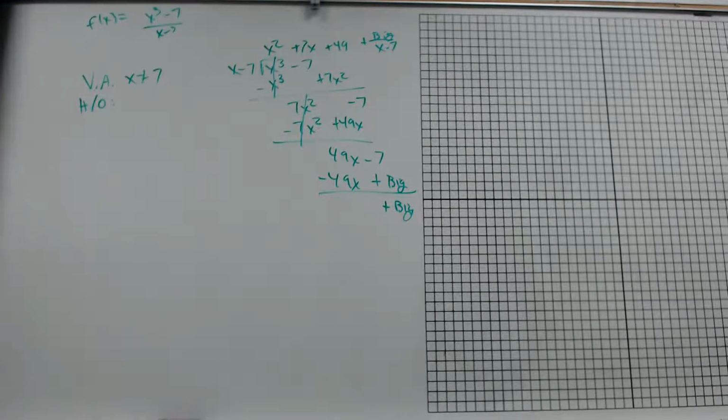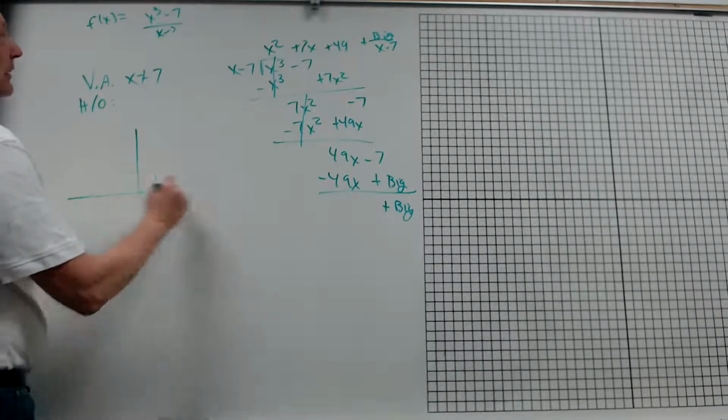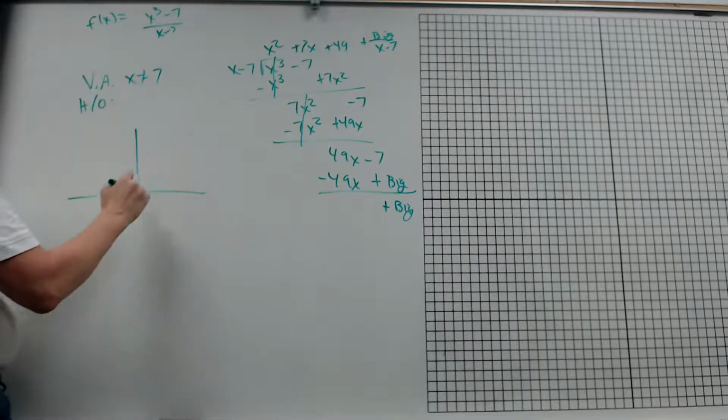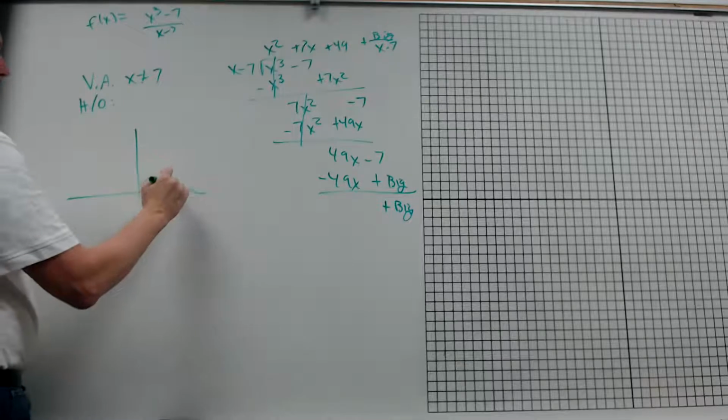What does my asymptote look like? It's a parabolic asymptote. That's what I'm talking about. You know what it looks like. It looks like a parabola, right? Okay. So we've got a vertical asymptote of x equals 7. 1, 2, 3, 4, 5, 6, 7.